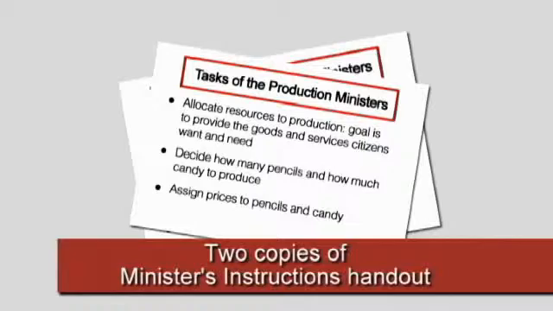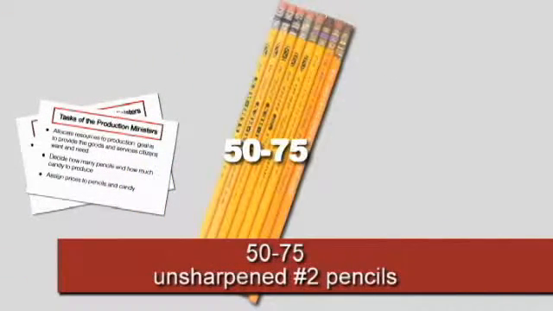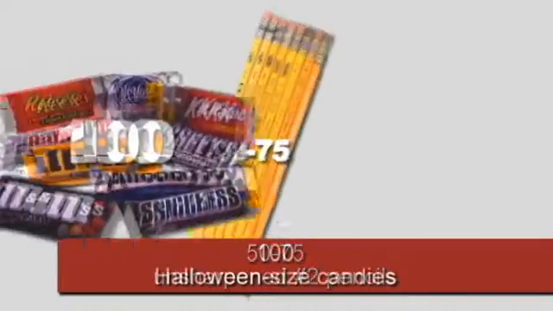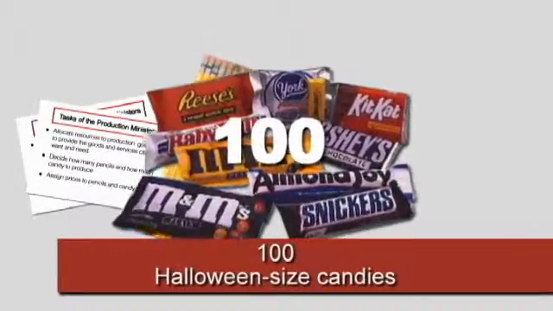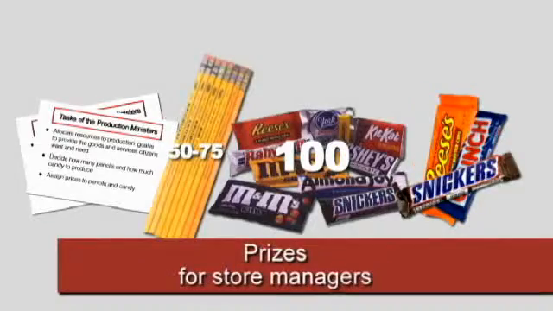For this activity, you'll need 2 copies of the minister's instructions handout, and you'll also need 50 to 75 unsharpened number 2 pencils and 100 assorted Halloween-sized candy bars. And of course, you'll need prizes for successful store managers.